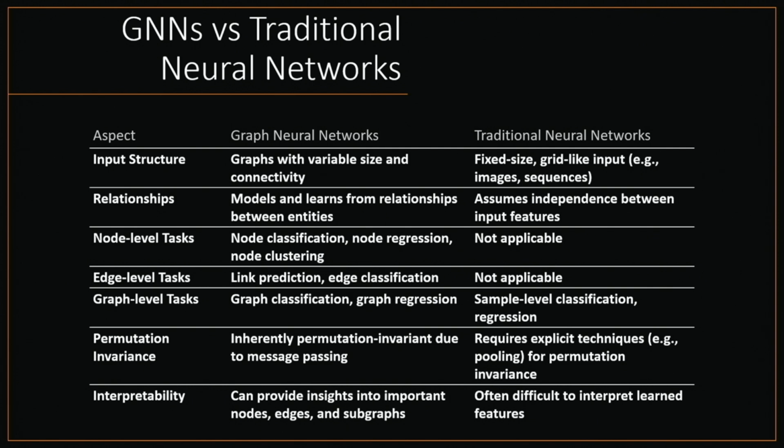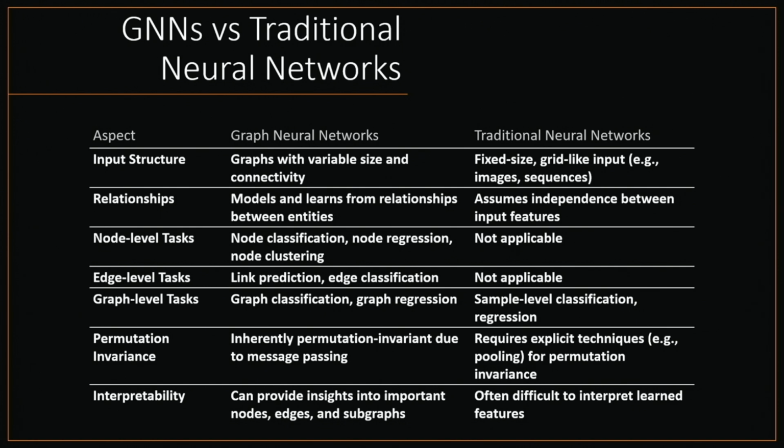A traditional neural network doesn't really have any relationship between different entities, but a GNN has relationships because of edges. There are node-level tasks, of course, in a traditional neural network, but you can classify or predict nodes in a GNN. There are also edge-level tasks: you cannot do link prediction or edge classification in a traditional network, but you can with a GNN. For graph-level tasks, you can classify a graph in a GNN, and you can do the same with sample-level classification in a traditional neural network.